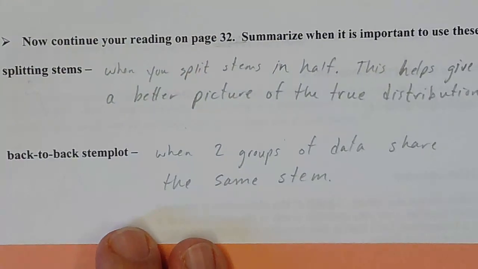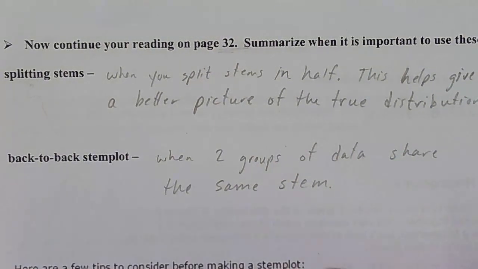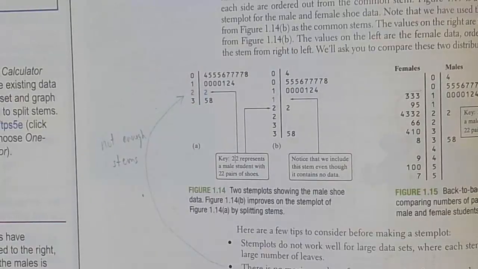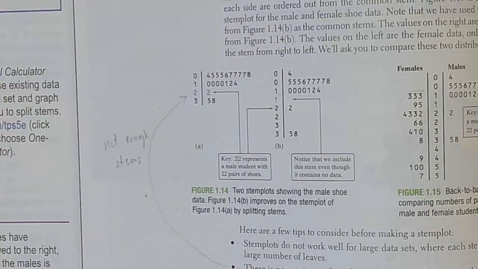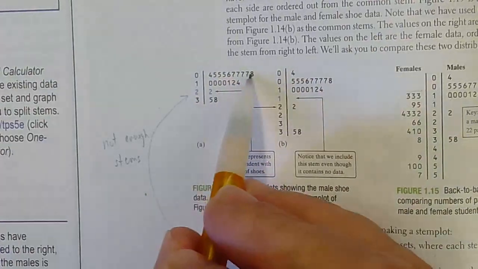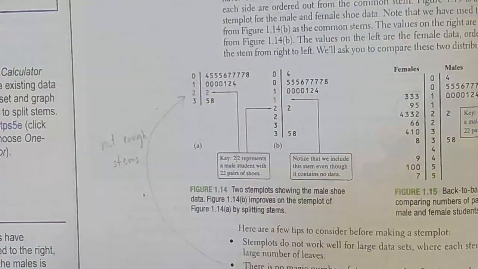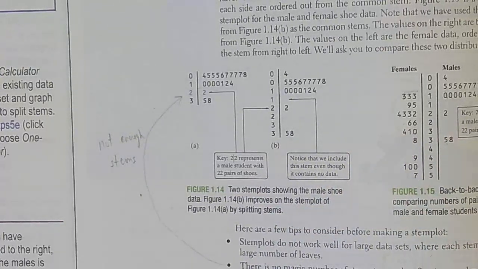For the warm-up, I had you already read page 32, splitting stems. Let's take a look at the textbook and talk about these concepts. When do we want to split stems? If one row has too many data points, sometimes it's hard to see the gaps and the entire distribution as well as you should.